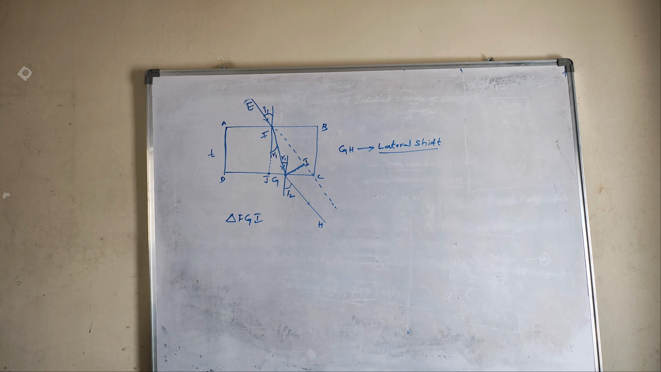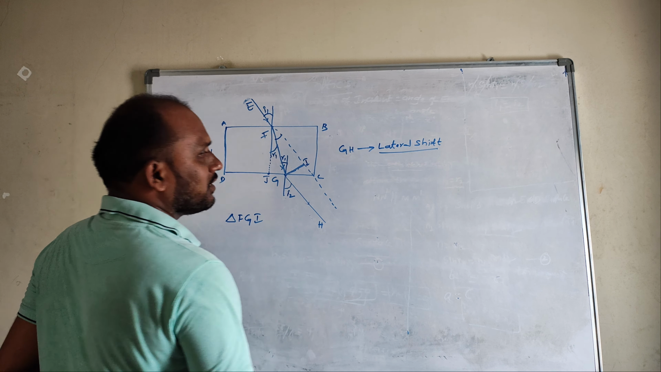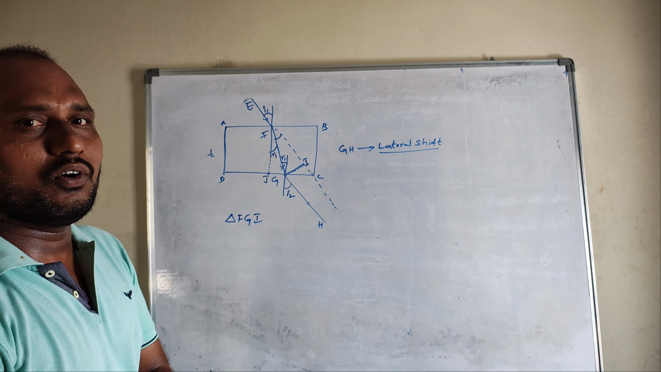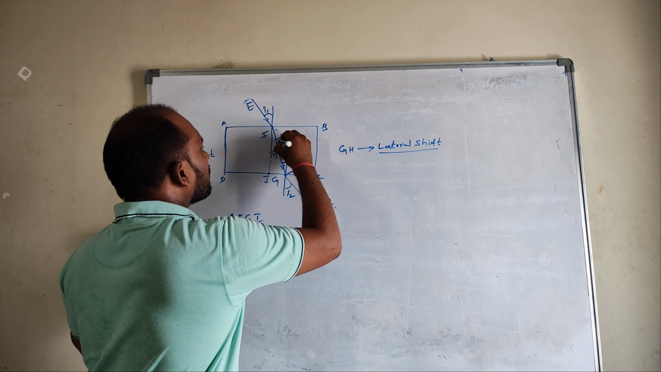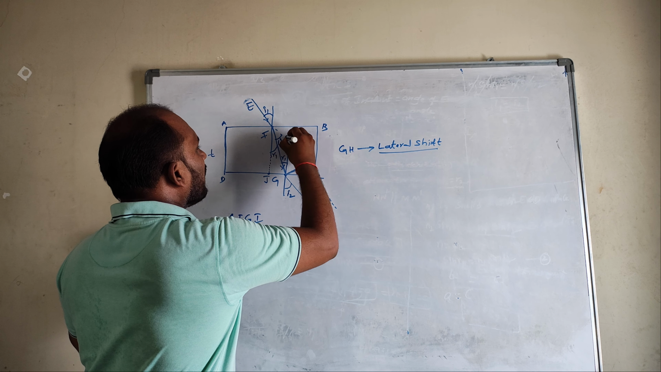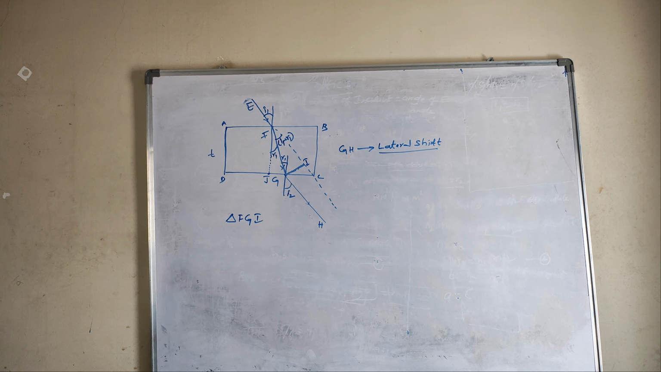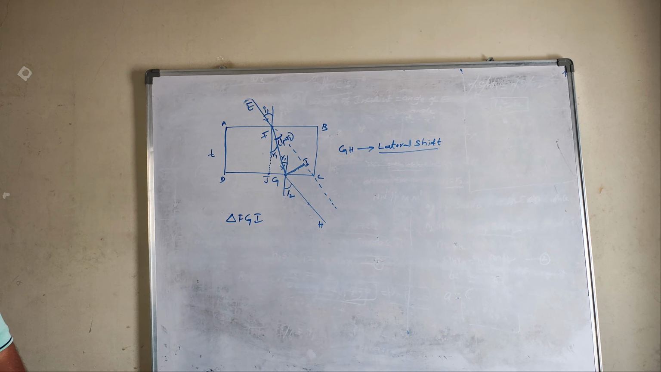So before that, what is the angle of this one? This is the angle of deviation. Already I told you this is the angle of deviation for refraction. So what is the angle of this? I1 minus R1 is the angle.